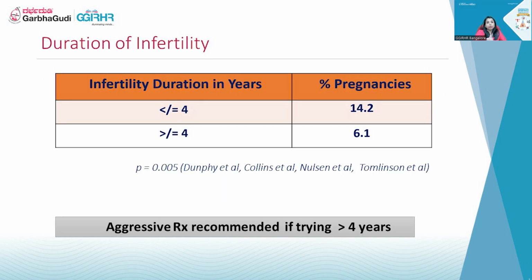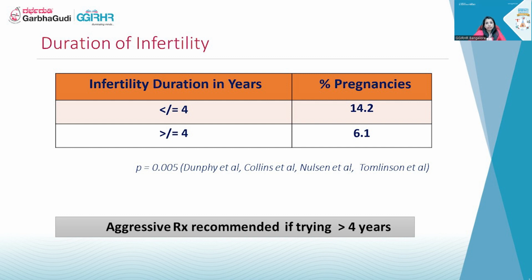Then when it comes to the duration of infertility, try to ascertain how long the couple have been infertile. If the patient has been infertile for less than 4 years, then definitely those are the ideal candidates for IUI treatment, provided the other parameters are also suitable for IUI. You can expect a success rate of up to 15%. And if the duration of infertility is more than 4 years, then the success rate is hardly 6%.